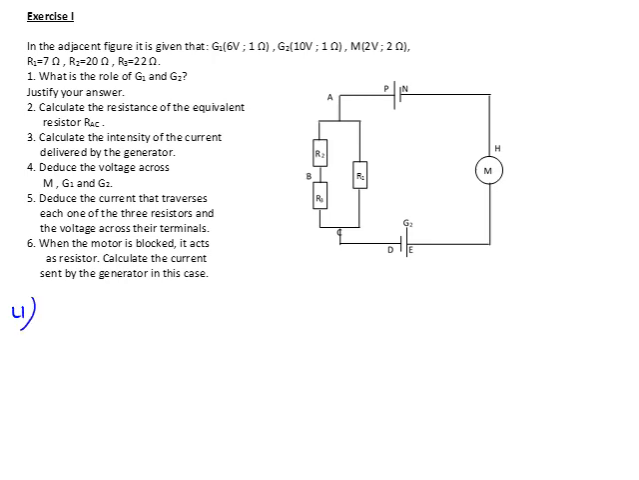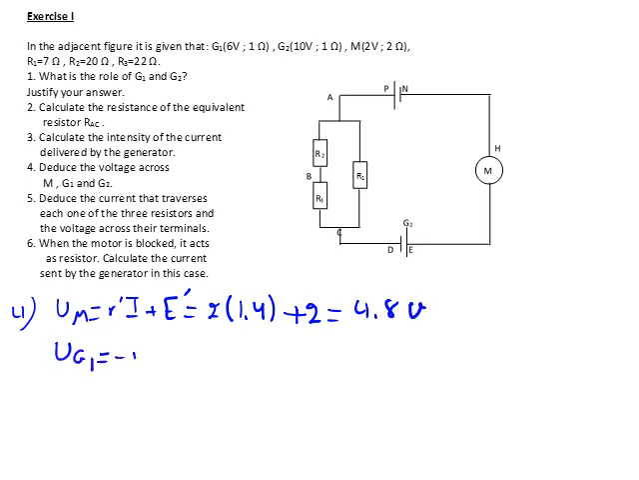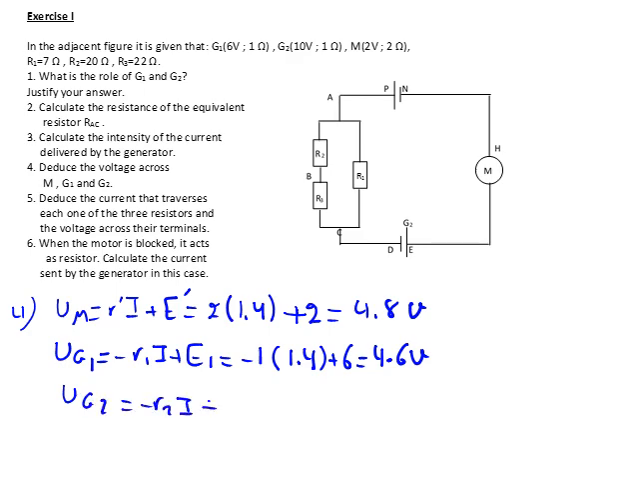4. Reduce the voltage across the motor. U across the motor is equal to r prime I plus E prime, equal to 2 times I, that is 1.4, plus 2, equal to 4.8 volt. U across generator 1 equals minus R1 I plus E1, equal to minus 1.4 plus 6, equal to 4.6 volt. U across G2 equals minus R2 I plus E2, equal to minus 1.4 plus 10, equal to 8.6 volt.